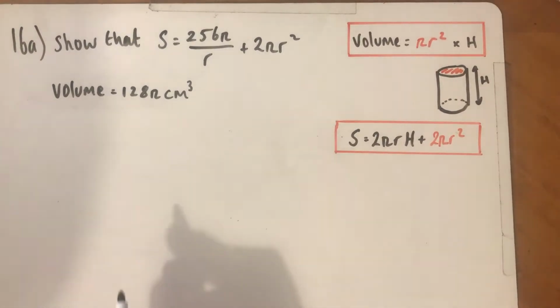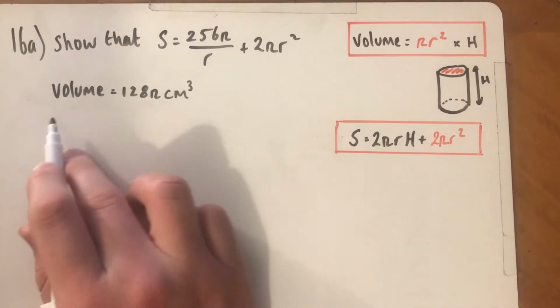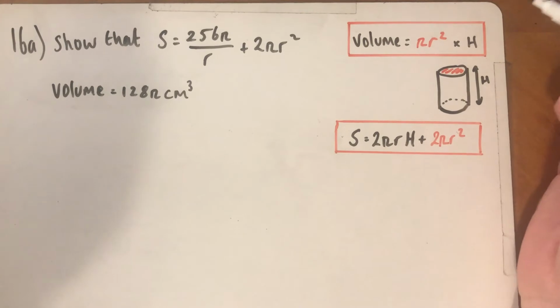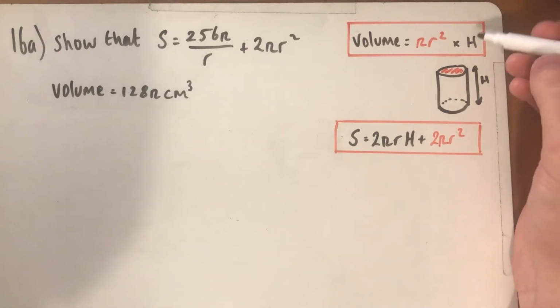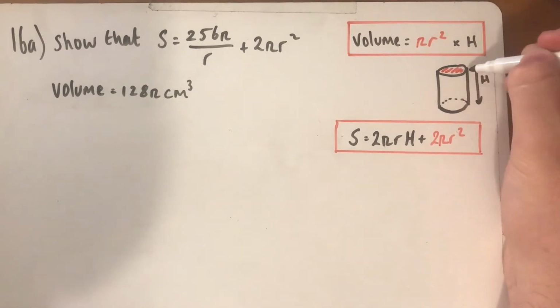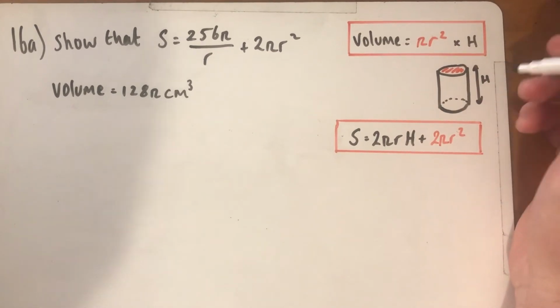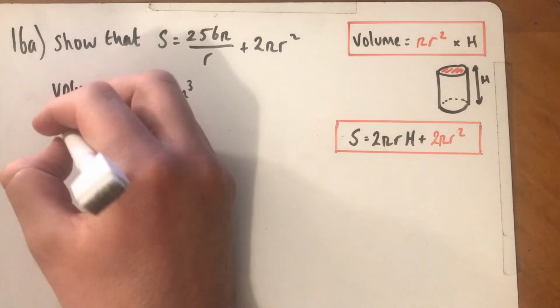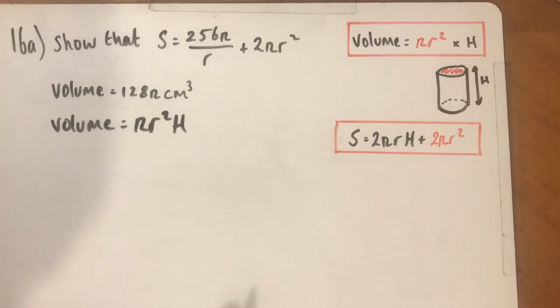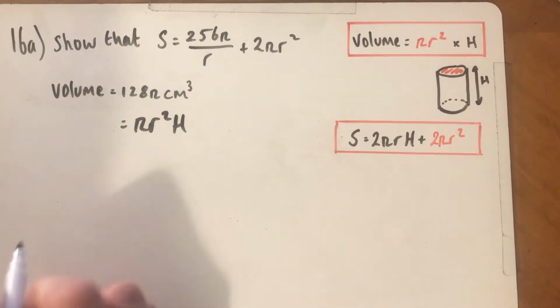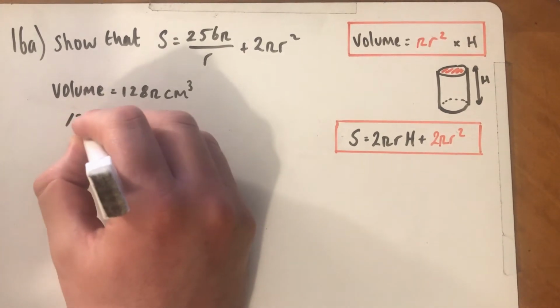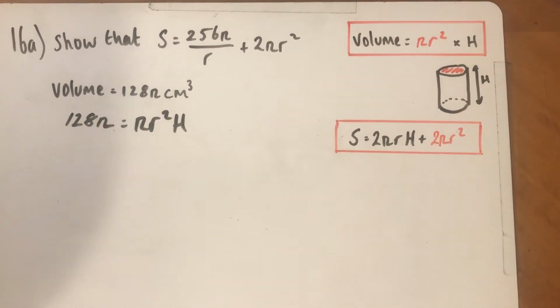So the first thing I'm going to do here is look at how to find the volume of a cylinder. You should know that the volume of a cylinder is equal to the area of the cross section, which is pi r squared, times the height h. I'm just going to write that again here. We know the volume, we've been told it in the question, so we can say that that is equal to 128 pi.